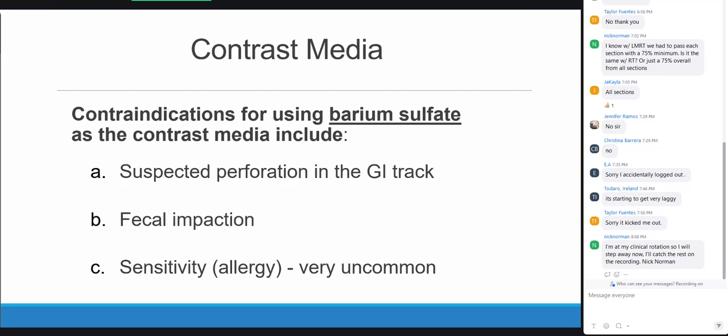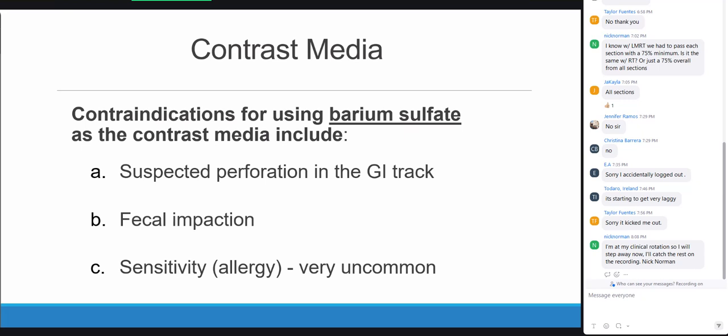A tear or perforation in the GI tract would cause the barium to leak out into the peritoneal cavity, and that is a bad deal. Barium does not get absorbed by the body. It's the other reason why we don't use it for injection. The body cannot process the barium sulfate, and so it basically just pulls all the water out of it, and then it just turns into a barium sulfate rock within the patient. So we definitely don't want it outside of the GI tract.